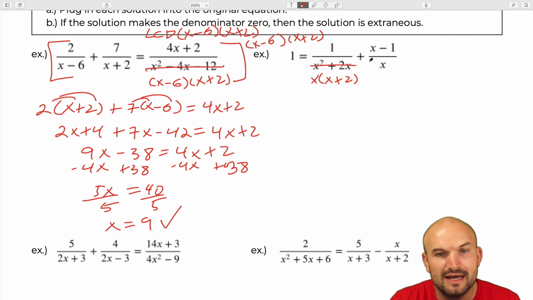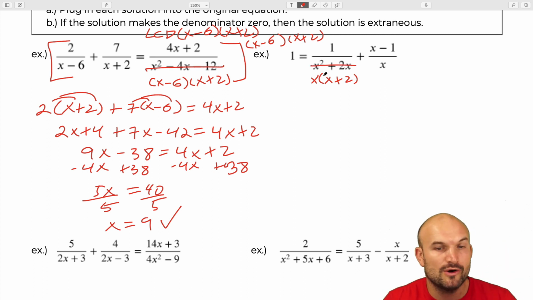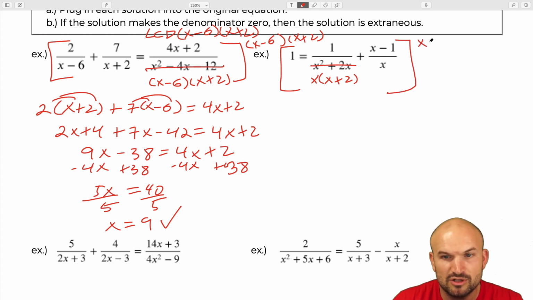Like right here, I simplify this, I automatically think that my excluded values are 0 and negative 2. So when I go to solve this, if I get 0 or negative 2 as a solution, I know that is going to be extraneous. So here you can see that both these denominators share the x. So that's okay. Now I'm just going to multiply by x times x plus 2, because that is the LCD. X times x plus 2.